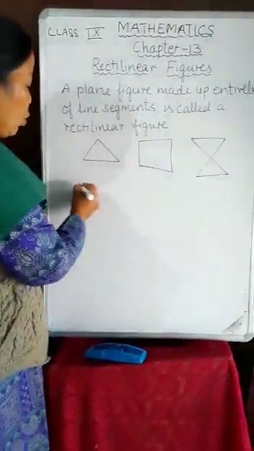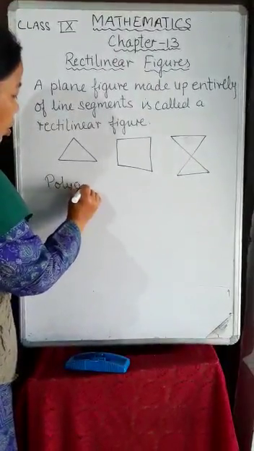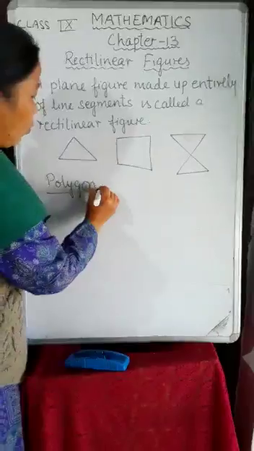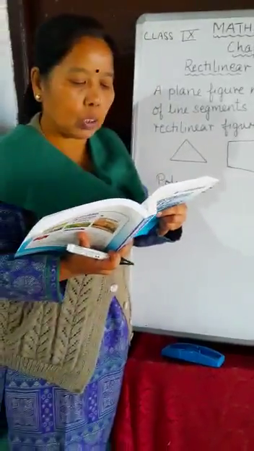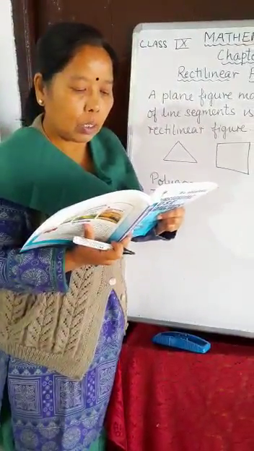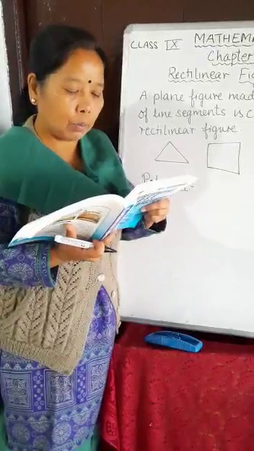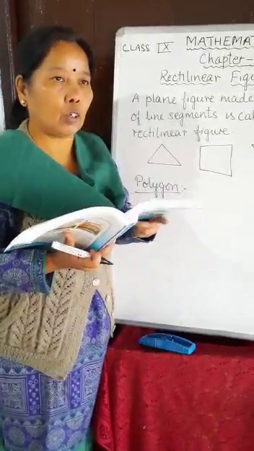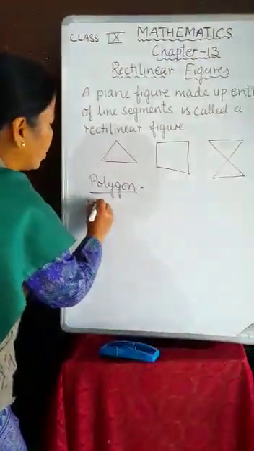Now comes polygon. And what is a polygon? A polygon is a simple closed rectilinear figure. That is, a polygon is a simple closed plane figure made up entirely of line segments, and there are different kinds of polygons. The first one is called the triangle.